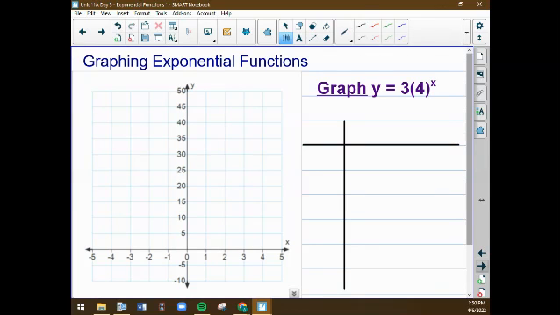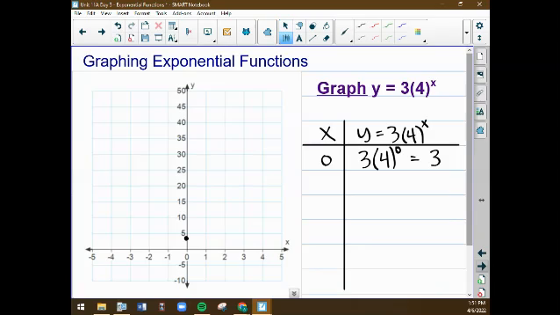Okay, so now let's get to graphing exponential functions. So I've got y equals 3 times 4 to the x. I'm going to find an x value, and I'm going to evaluate y. Let's start with 0 to give ourselves a reference. So we'll plug in 3 times 4 to the 0. Anything to the 0 power is 1. So 3 times 1 is going to give me 3. Okay, so 0, 3. I'm just going to estimate it in there. It doesn't have to be perfect.